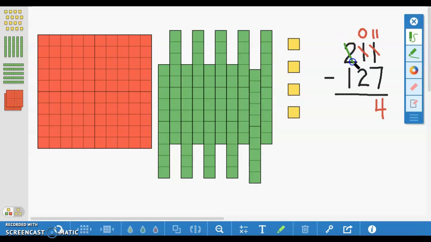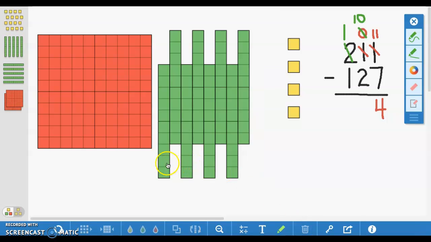by changing my 200s. Now I only have 100. And instead of 0 tens, now I have 10 tens. And I can take 2 of those away. So I will select 1, 2, delete those, and I'm left with 1, 2, 3, 4, 5, 6, 7, 8 tens. So 10 tens minus 2 tens is 8 tens.